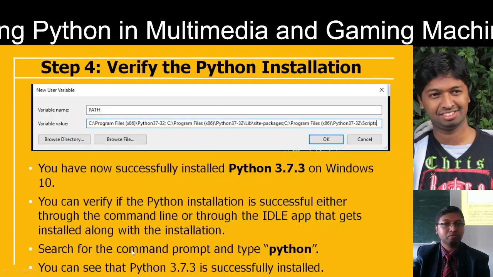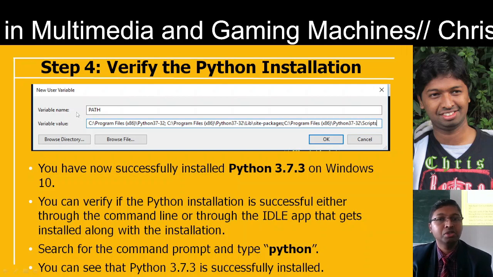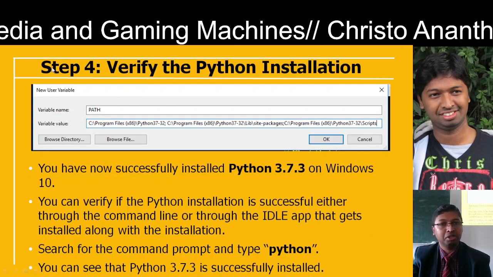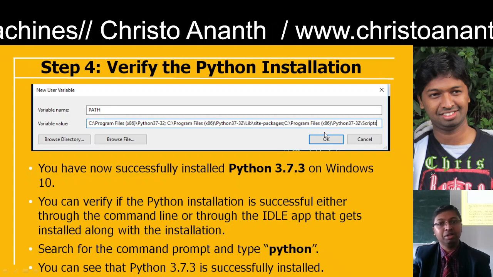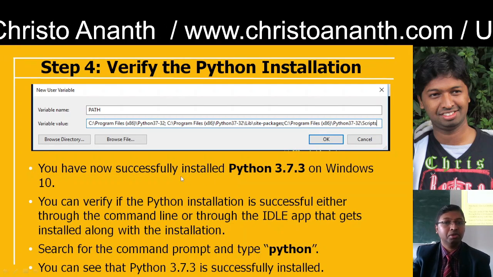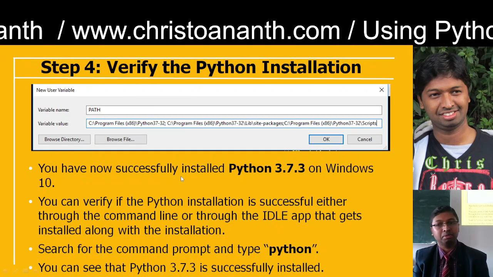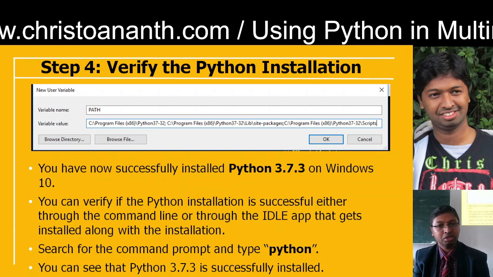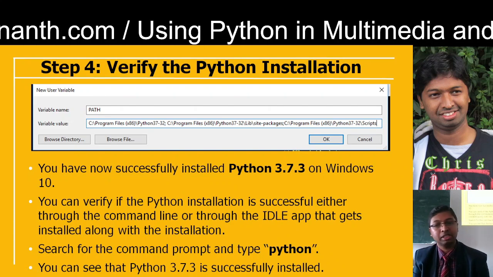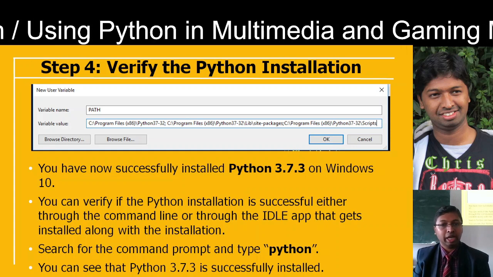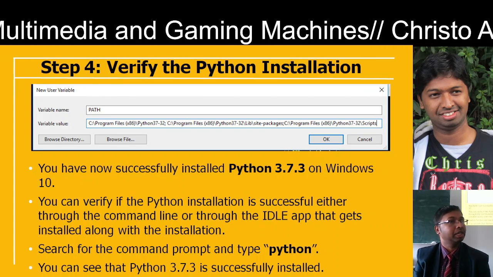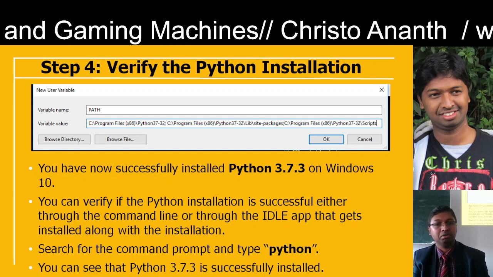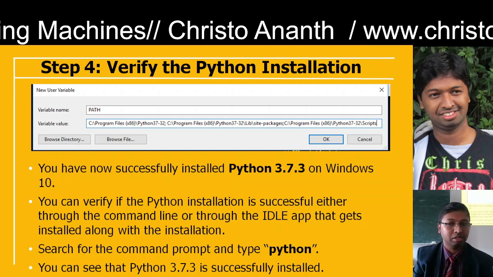So this is the new user variable. This is how you are going to verify the Python installation. After selecting the path, you can click on OK. So you have now installed the latest version, Python 3.7.3. You can verify that the Python installation is successful either through the command line or through IDLE, the integrated development environment, which is installed along with the installation.